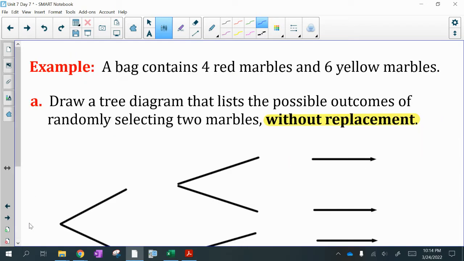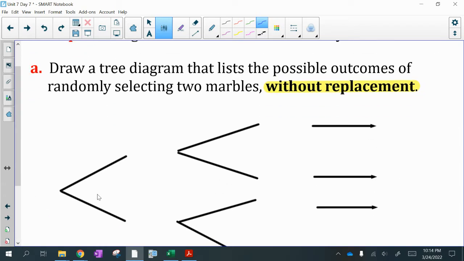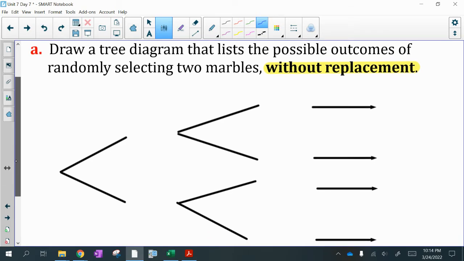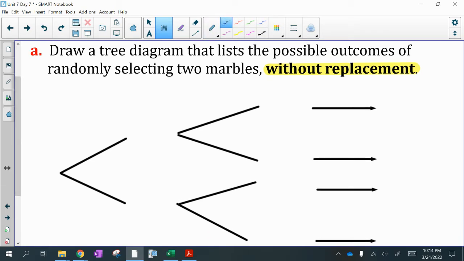Next, we're going to do the same problem, except this time we're going to do it without replacement. And how does that change things? Well, let's see. Let's start off with the basics again. What are my possibilities of things that can happen in terms of outcomes? Well, I could get red for my first marble, or I could get yellow for my first marble. Again, the probabilities are the same, 0.4 and 0.6.